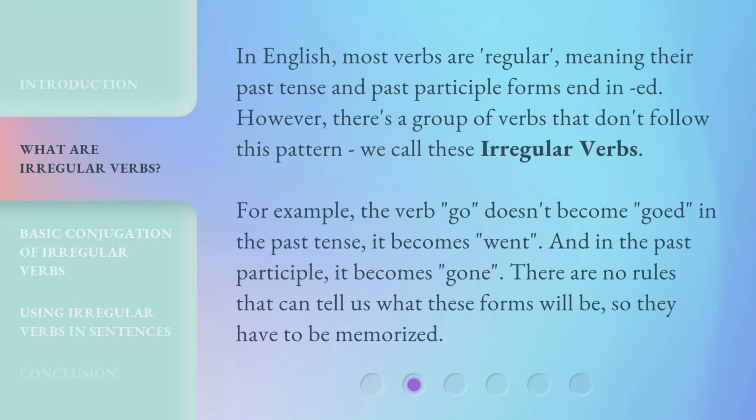In English, most verbs are regular, meaning their past tense and past participle forms end in -ed. However, there's a group of verbs that don't follow this pattern. We call these irregular verbs. For example, the verb "go" doesn't become "goed" in the past tense, it becomes "went." And in the past participle, it becomes "gone." There are no rules that can tell us what these forms will be, so they have to be memorized.